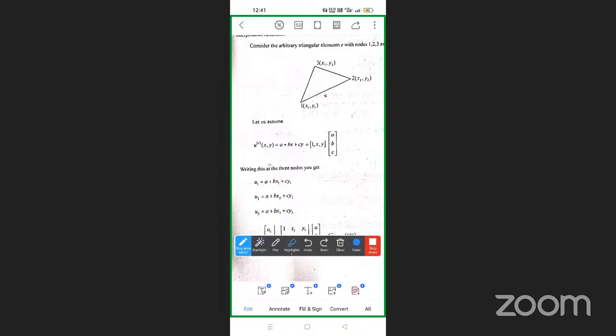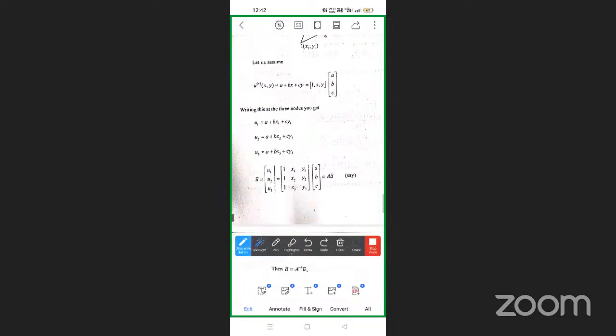So these are the three equations at three nodes. A plus bx plus cy is the common equation, and we can apply it for each and every node: first node, second node, third node. So u1 is equal to a plus b x1 plus c y1, u2 is equal to a plus b x2 plus c y2, u3 is equal to a plus b x3 plus c y3. So these are the three equations.